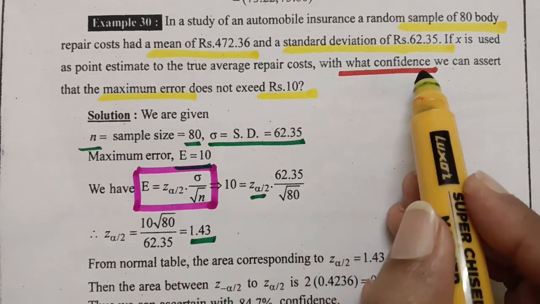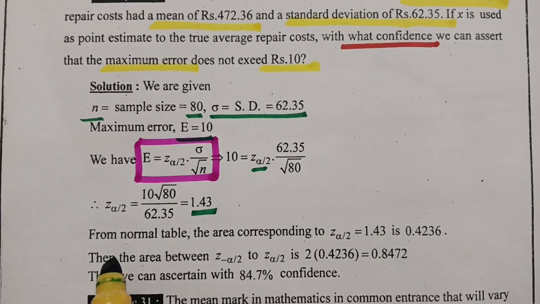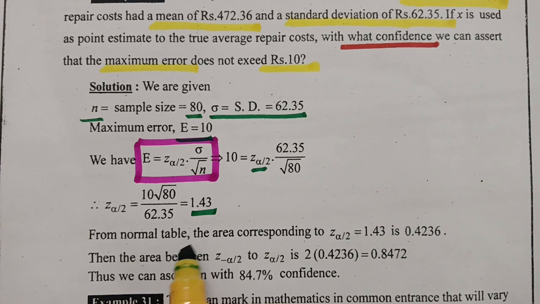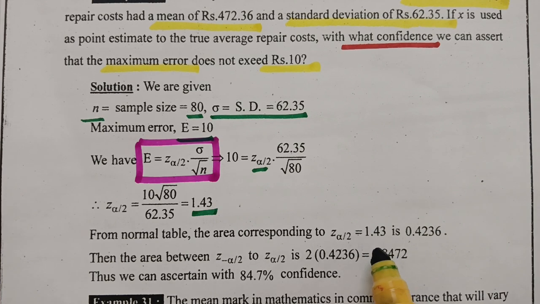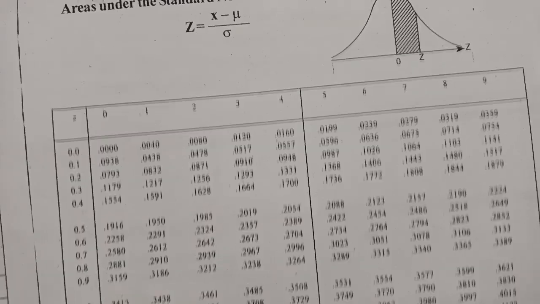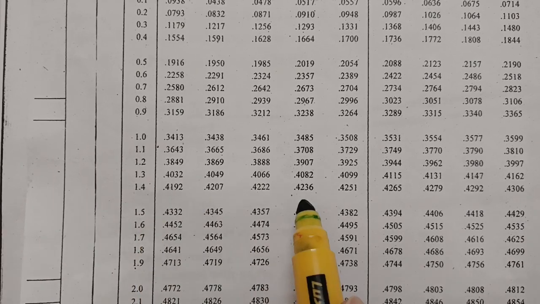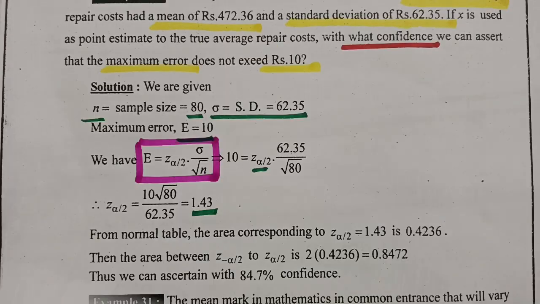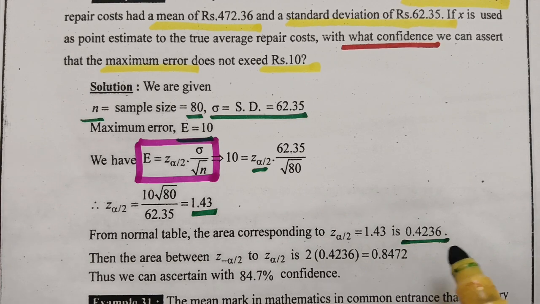Now what do we have to find? We have to find the confidence, with that interval estimation. So from the normal table, the area corresponding to Z alpha by 2 is needed. Let me show you. See the area under the normal distribution. This is the normal distribution table, and this is 1.4. So under 3, the value here will be 0.4236. Got it, 0.4236 is what we have to choose from the table.